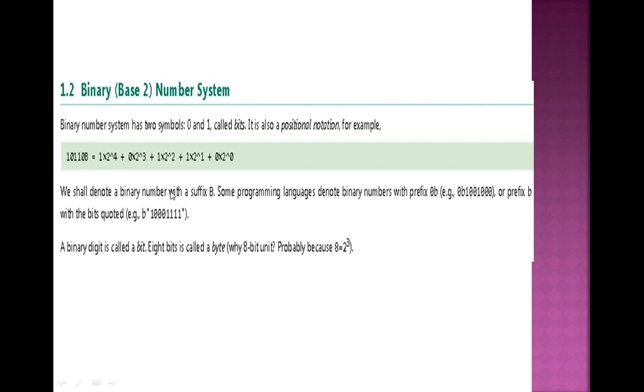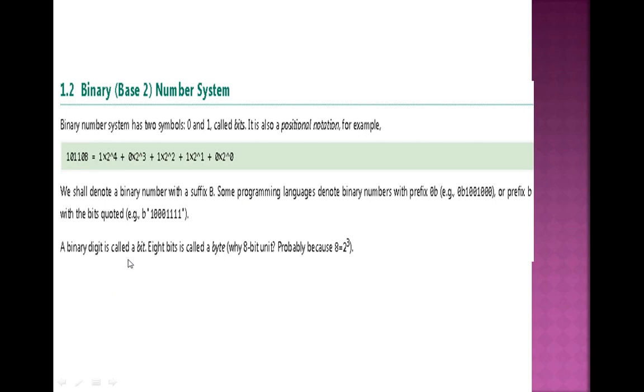We denote a binary number with a suffix. Some programming languages denote a binary number by a suffix or prefix, that is 0b followed by the binary number, or the suffix B. Most programming languages use a suffix or prefix for binary numbers, and the most common is b, because b stands for binary.